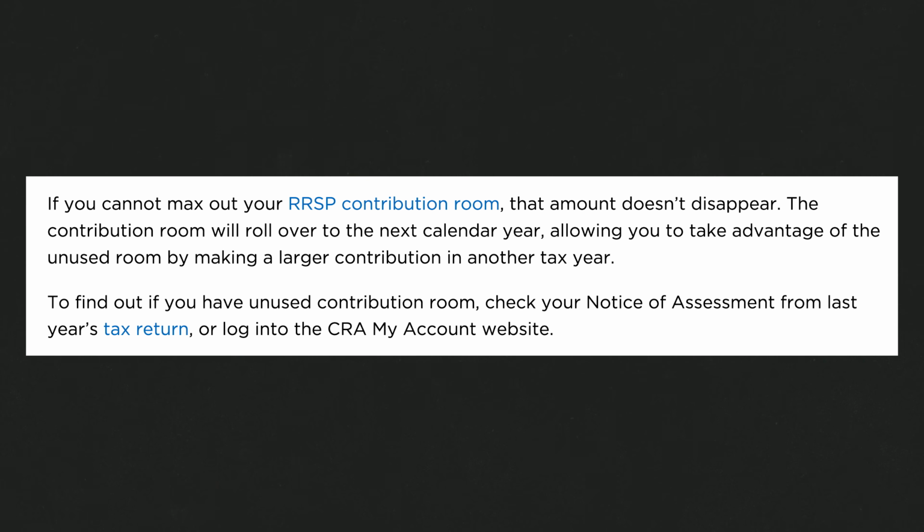What this means is that, for example, if you're 26 just like me and you've never contributed to your RRSP, once again, I'm really focused on maxing out my TFSA first, but if you're in that exact same situation, your contribution amount isn't just gonna be 18% of last year's income. It's gonna be 18% of every year since age 18.